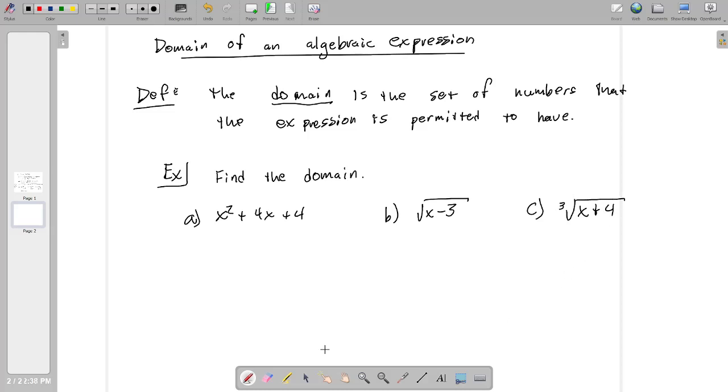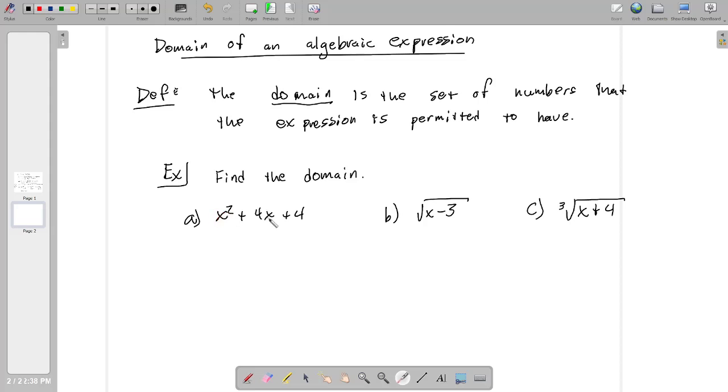While I realize that the definition of domain is the numbers that the expression is permitted to have, when we're looking for a domain, what we want to do is the opposite. We want to look for values that the expression is not allowed to take. For instance, here, is there any number that we cannot plug into x because the expression will resolve to an undefined value?